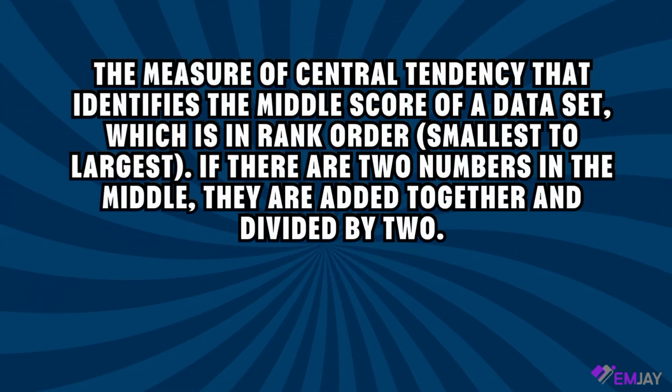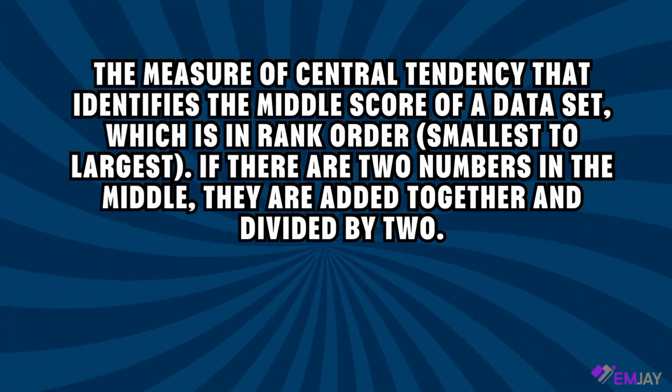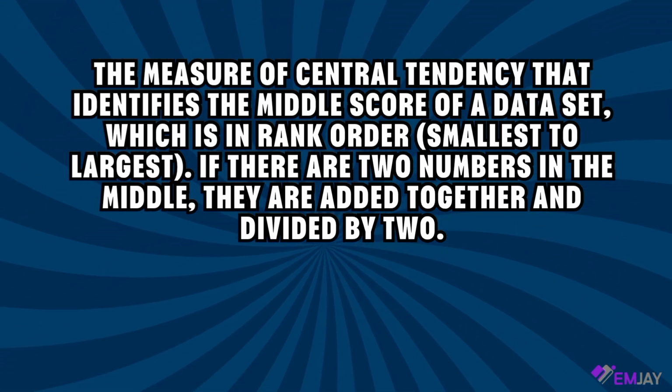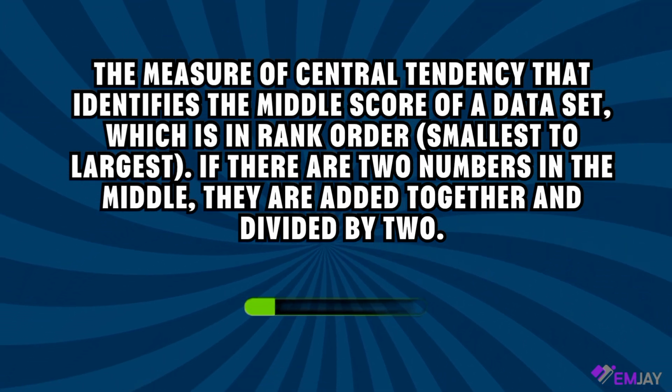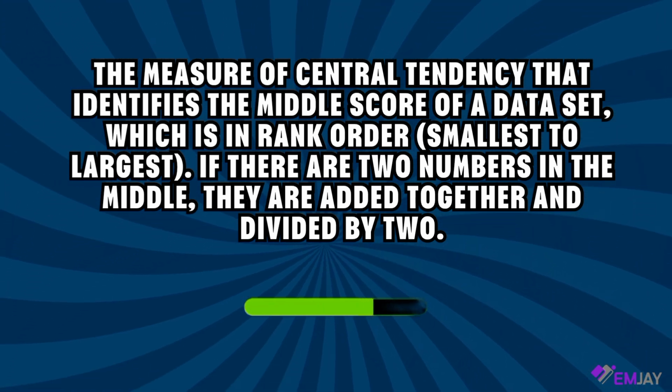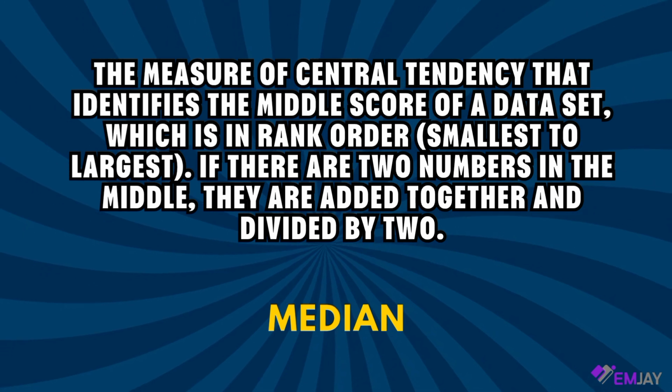Let's move ahead. The measure of central tendency that identifies the middle score of a dataset, which is in rank order smallest to largest. If there are two numbers in the middle, they are added together and divided by 2. And the correct answer is median.